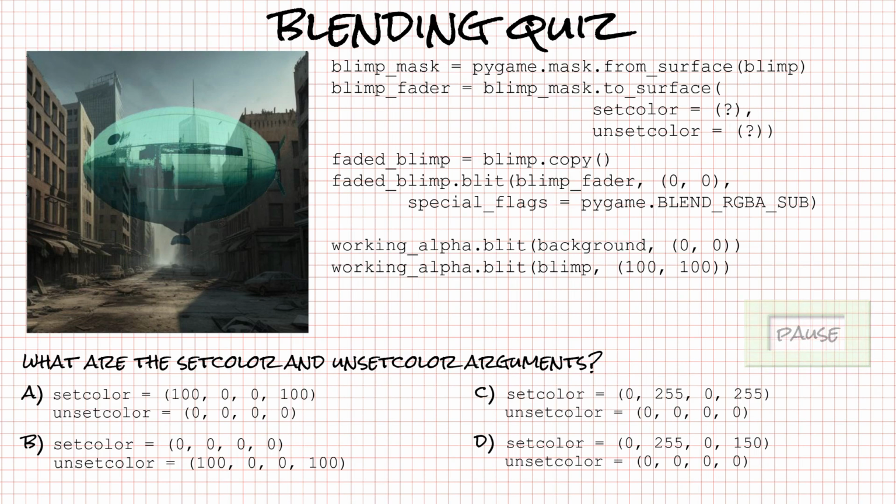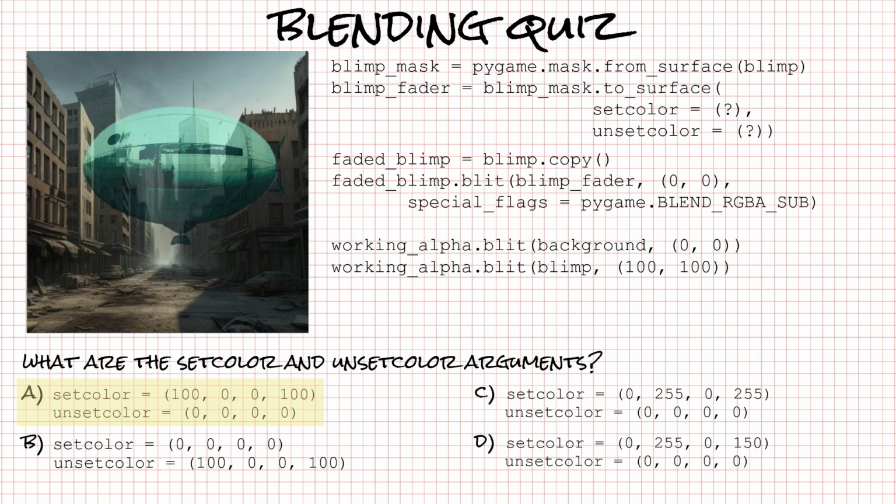So what do you think? What is going to give us that ghostly cyan blimp? If you said A, you're correct. Subtracting red from the blimp pixels while fading it to an opacity of 155 will give us a ghostly blimp that is tinged more to the green and blue, or cyan.